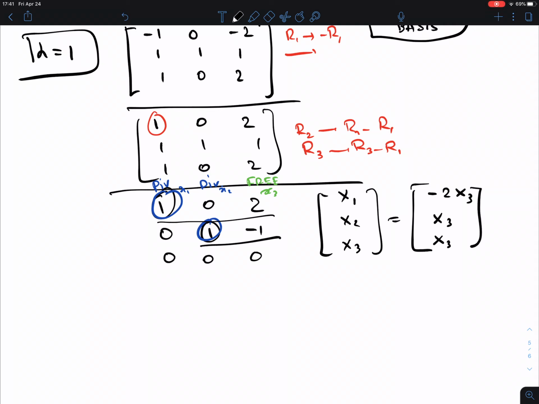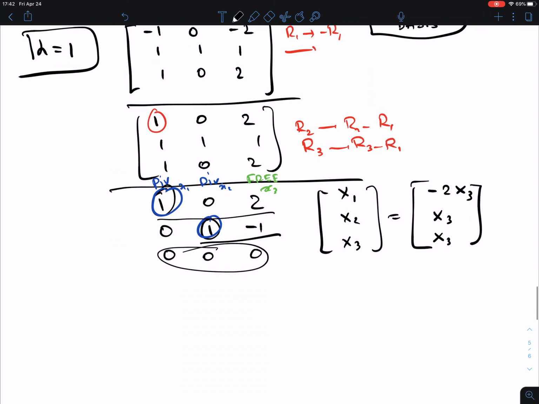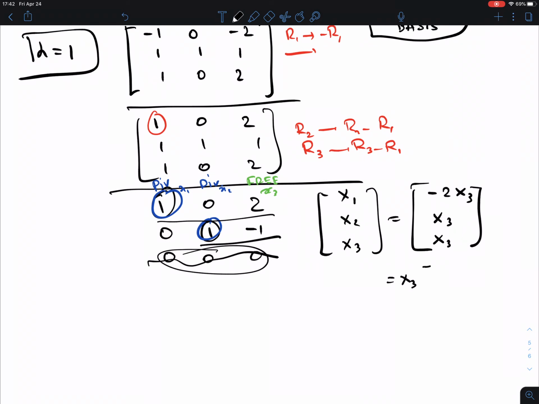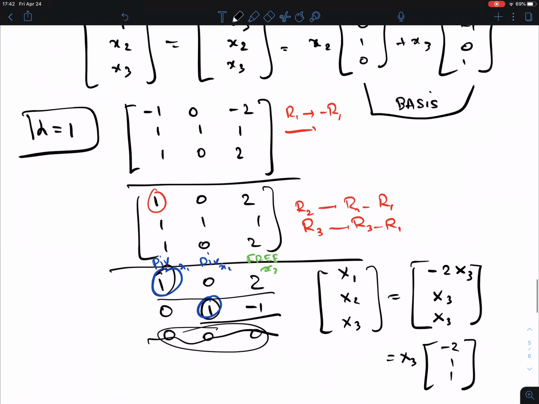Be careful, right? People are tempted to write, oh, in this equation x3 is 0. No, no, no. Free variables are always equal to themselves. It's only the pivot variables that we rewrite. So this doesn't play a role at all. Okay, and so there's only one x3 here that we can factor out, and we get negative 2, 1, 1. Okay, that's another basis vector.